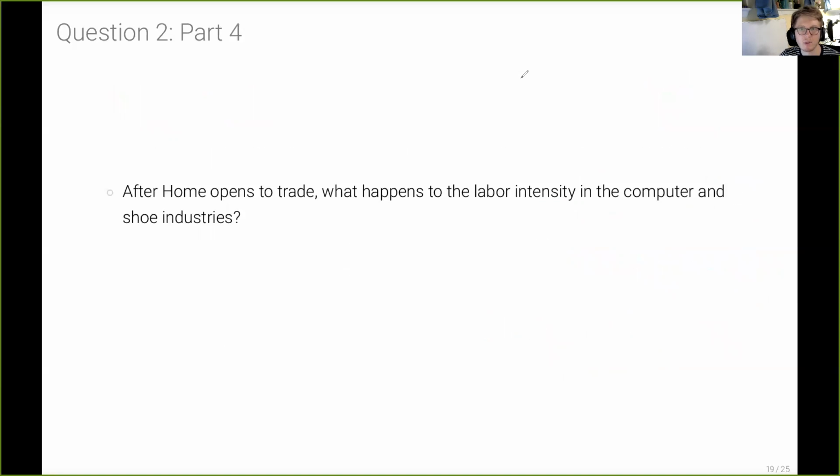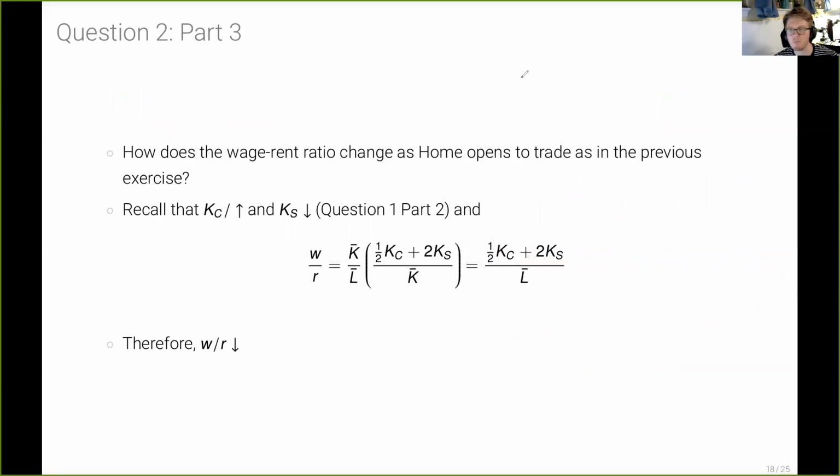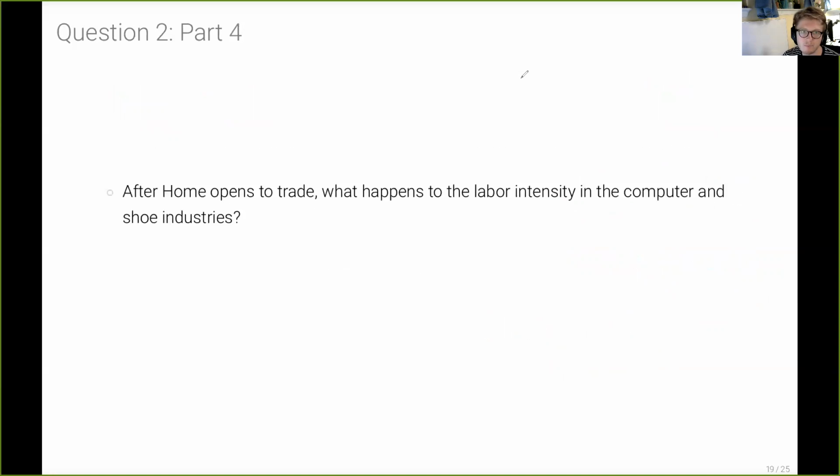Okay. And so this is the same. Because we've had our relative labor demand curve shift more towards the computer industry, we've had that relative demand for labor on aggregate has gone down, and therefore the relative wage of laborers has decreased as well.